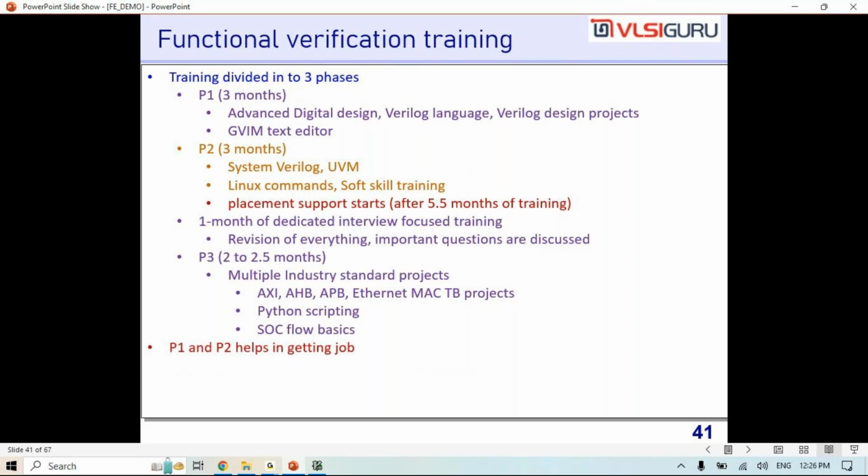See, phase 1 and phase 2 help in getting the job. Phase 3 helps you perform in the job. Once you join the job, these industry standard projects that we do will be very helpful to you. Because when you go to industry, you should be familiar with how the project flow works, what kind of issues are seen, how to resolve those things. These projects will help you.